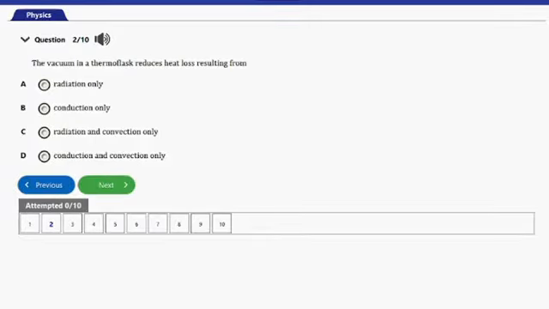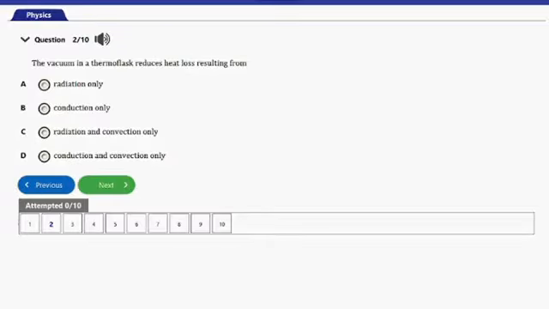So that's question number 2 here. It says, the vacuum in a thermal flask reduces heat loss resulting from A, radiation only, B, conduction only, C, radiation and convection only, D, conduction and convection only. So guys, the answer to this question is option D here, conduction and convection only.